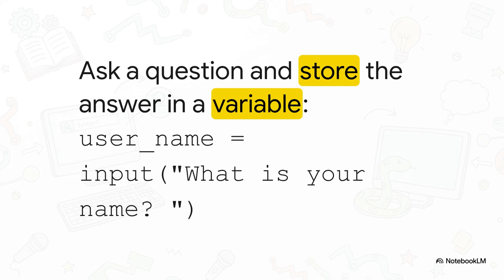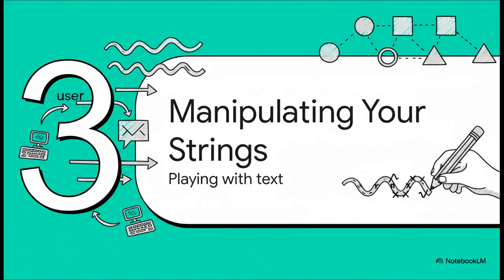And here's what it looks like in action. We create a new variable, username. Then we tell the input function to ask the question, what is your name? So whatever the user types in response, Python just scoops it up and stores it right inside that username variable for us to use later. Pretty cool, right? Okay, now we're getting somewhere.